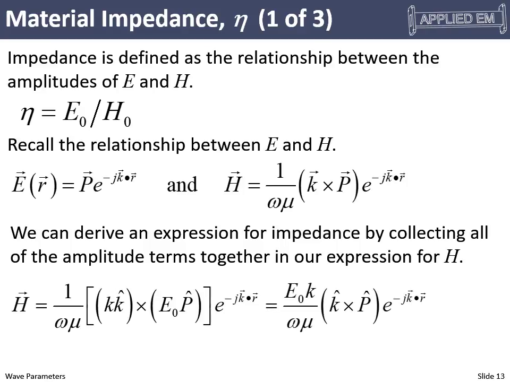So I can pull K and E naught to the outside. And what I'm left with here is just the normalized K cross product with the normalized P. And since these two are 90 degrees with respect to each other, the cross product still has an amplitude of 1. And so that means this is the amplitude of H. And so that's why we factored out those terms.